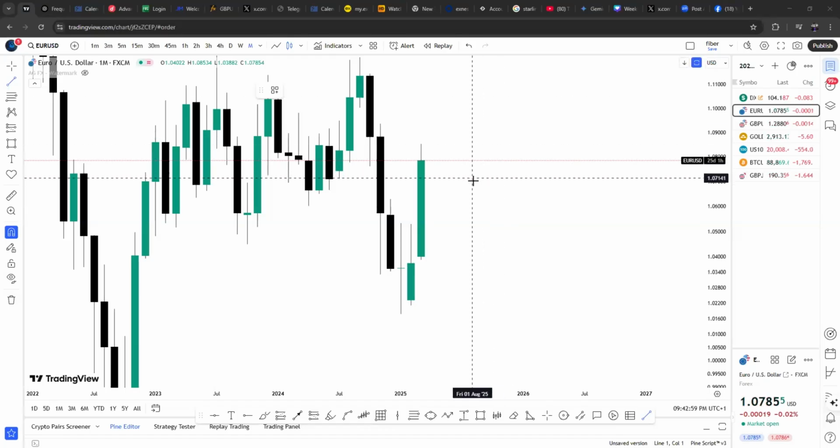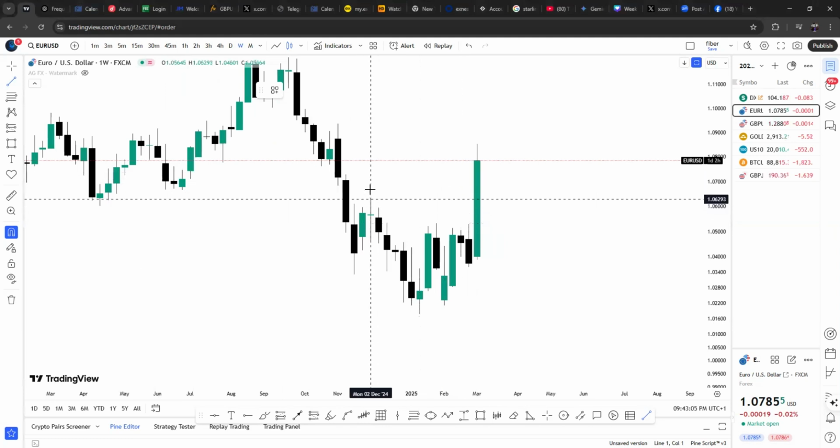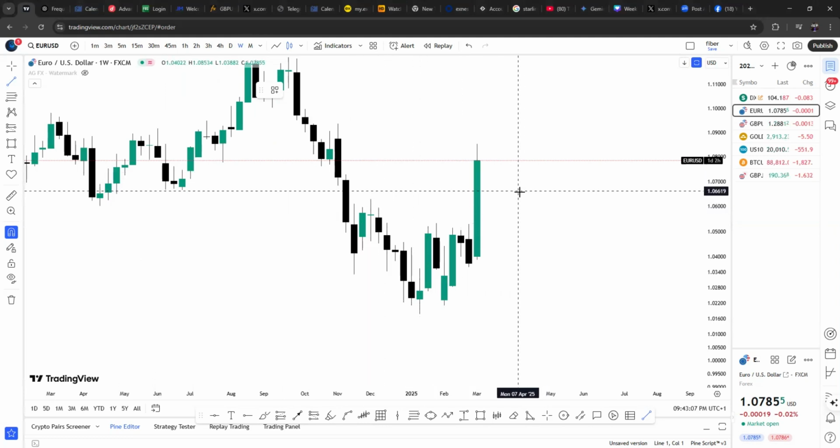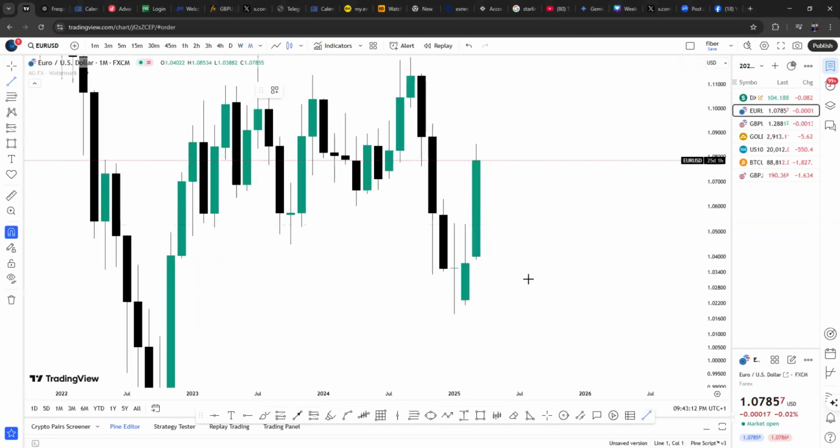Hello guys, this is a trade recap on Euro USD. I'm going to be walking you through this particular trade, which started expanding right on Monday. On the monthly time frame, we could see that we have this fair value gap right here.